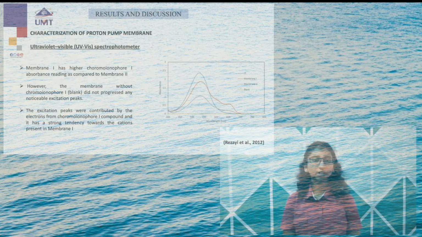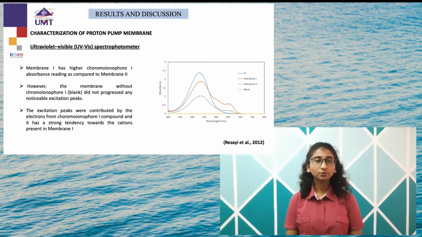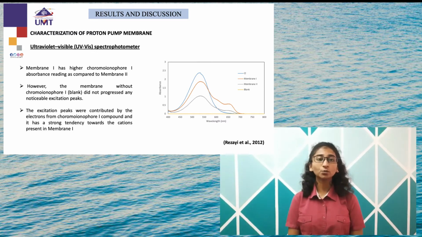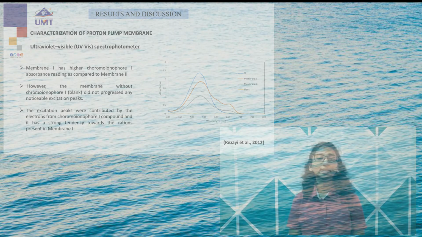Based on the UV-Vis result, membrane 1 shows the highest chromoionophore absorbance reading as compared to membrane 2. These excitation peaks were contributed by the electrons from the chromoionophore compound, and it has a strong tendency towards the cations present in membrane 1, thus increasing the selectivity.